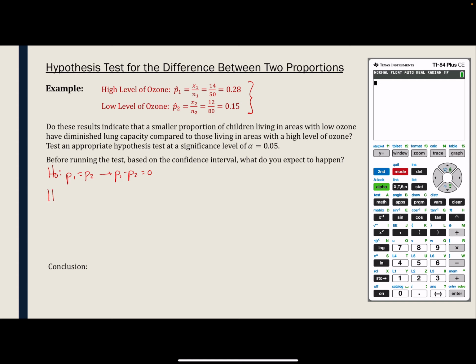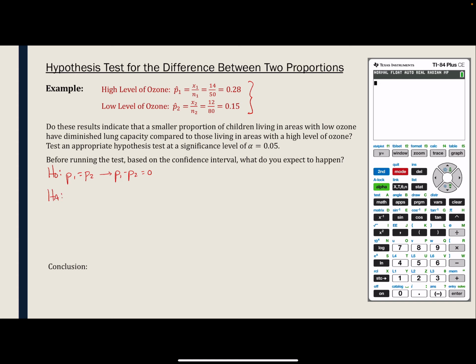For the alternative hypothesis, again, this is asking if the low ozone is smaller than the high ozone, but P1 is the high ozone. So we're asking, is P2 lower than P1, which is the same as saying is P1 higher than P2. So just be really careful there. This can also be said as P1 minus P2 greater than 0. Again, I use this side, but sometimes your textbook uses these.